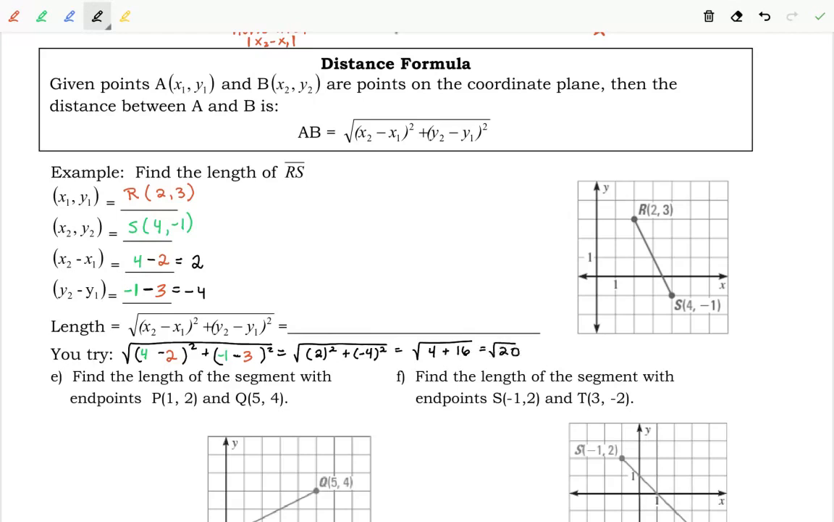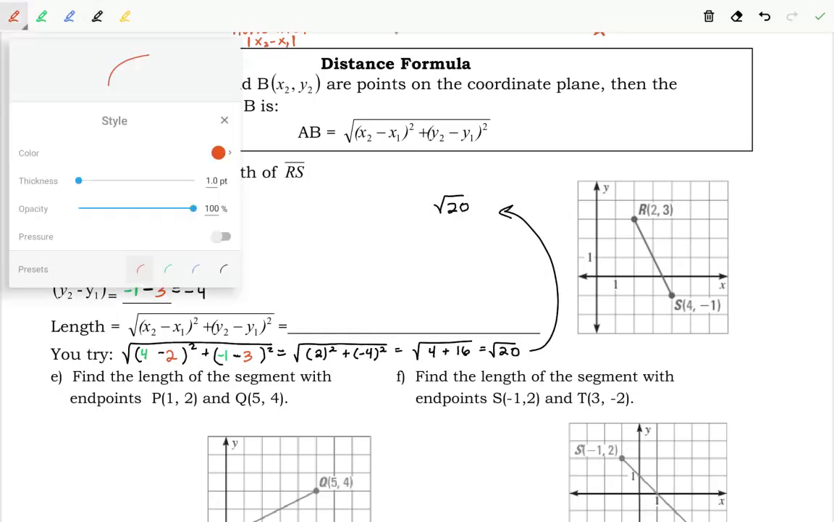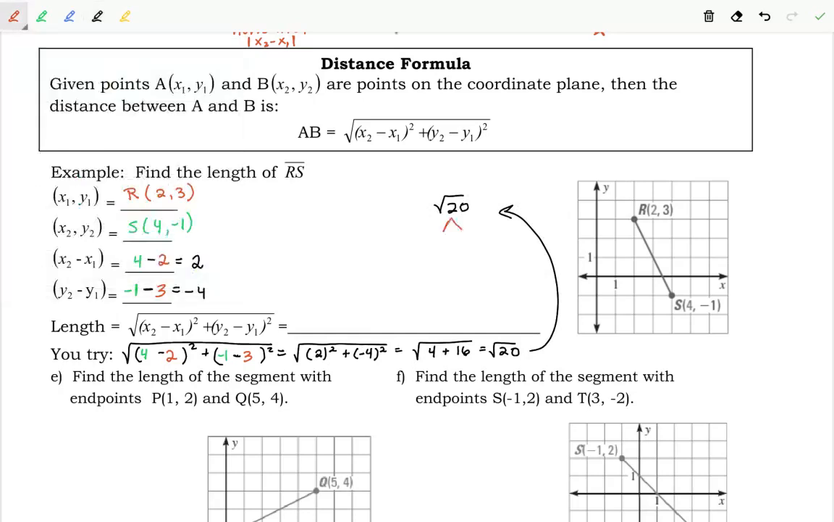So we get the square root of 20. And now we have to practice simplifying our radicals. So the square root of 20, how can I split that up? Well, we can split that up into 2 times 10. 2 is a prime number, 10 is not. We can split that up into 2 times 5. 2 is a prime number, 5 is a prime number. So now we know that this equals the square root of 2 times 2 times 5.